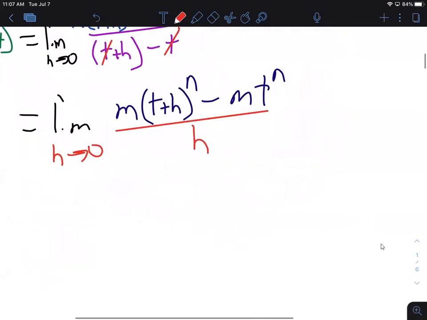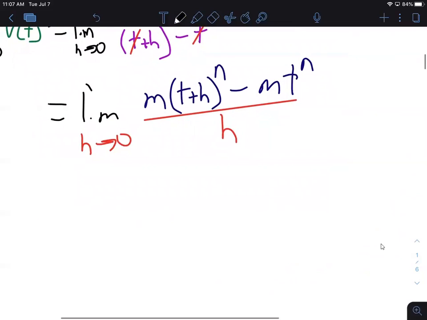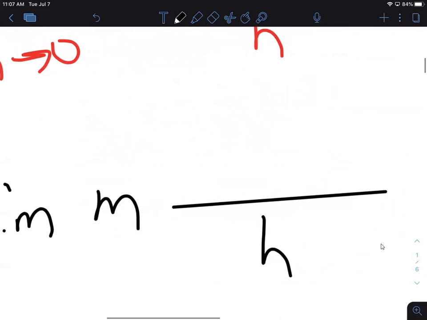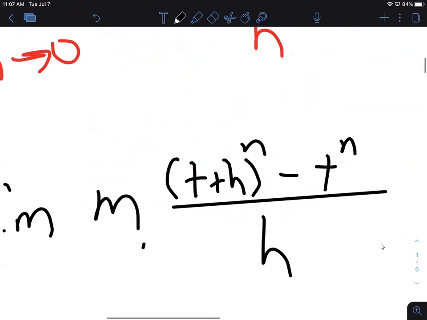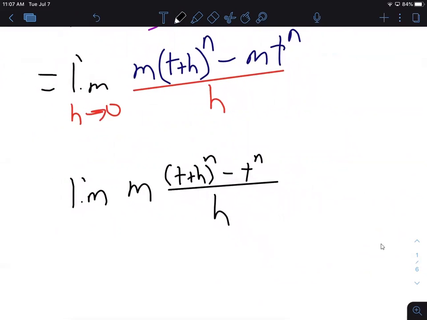Now we're going to do a little bit of algebra. So I can pull the m's out. They're not really relevant. So limit as h goes to 0 of m, and I'm going to leave it over h, so we'll see why in a little bit. One over h, times t plus h to the n minus t to the n. I did say we'd keep these a different color.